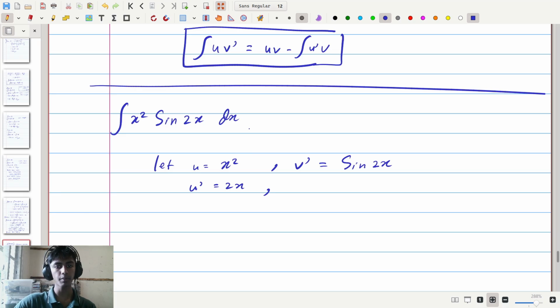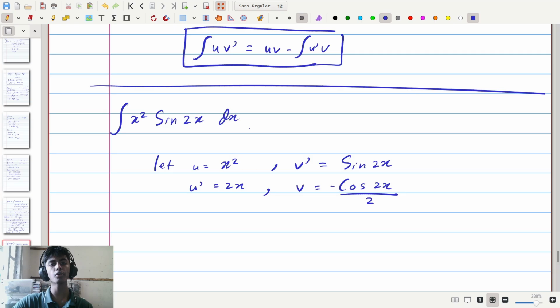As for v prime's integral, that is going to be v. V is going to be this thing's integral. We already know how to find the integral of something like this. The integral of sine of x is the negative cosine of x. Therefore, if we have the integral of the sine of 2x, it's going to be equal to the negative cosine of 2x divided by 2. Now we have our values of u, u prime, v and v prime.